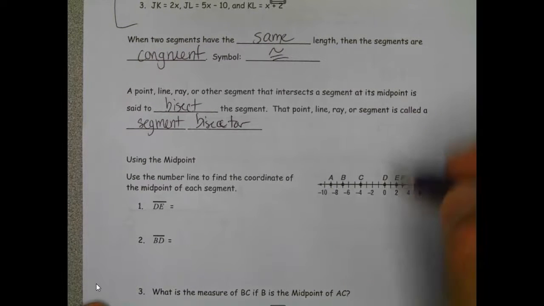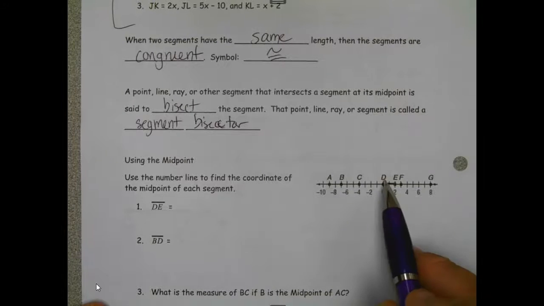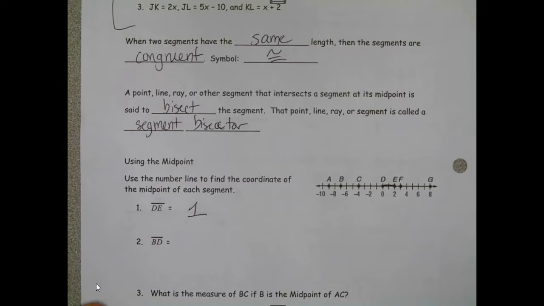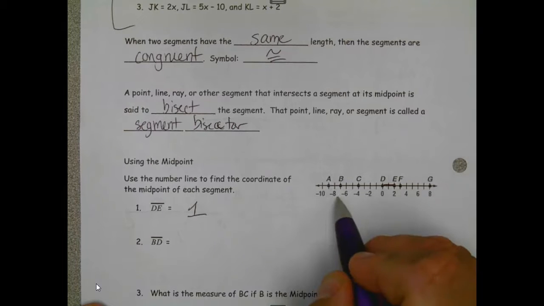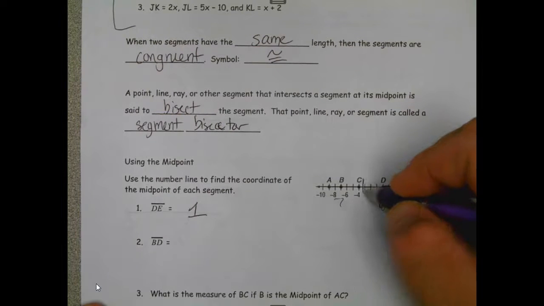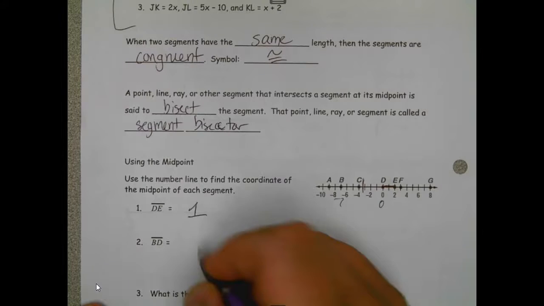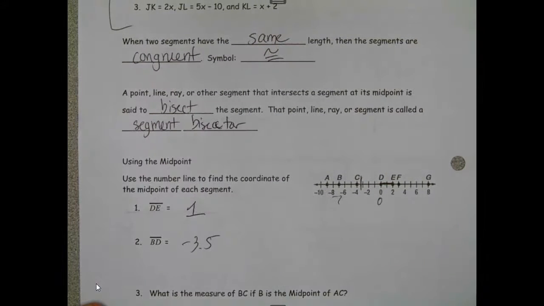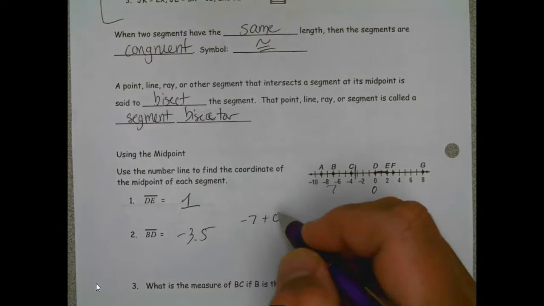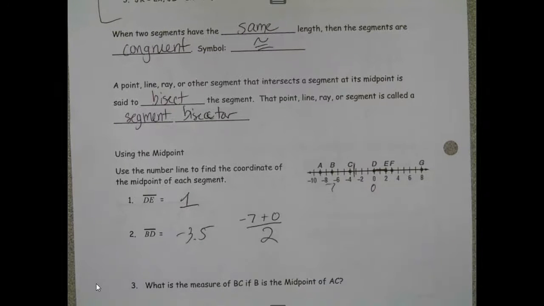And so let's look at DE. Well, if D is at 0 and E is at 2, the midpoint of DE is at 1. Let's look at BD. B is at -7, D is at 0. Well, the midpoint here is going to be a little bit trickier. It's going to be at -3.5. Now, how did I figure that one out? Well, all I did is I added -7 and 0 and then divided by 2. So we're going to use that practice to help us do some problems in class.